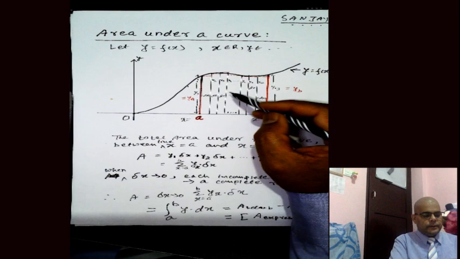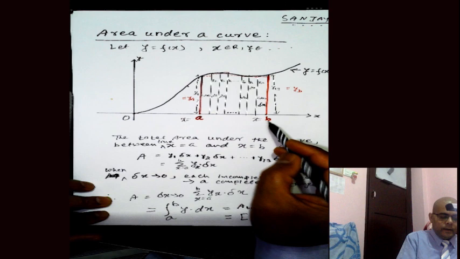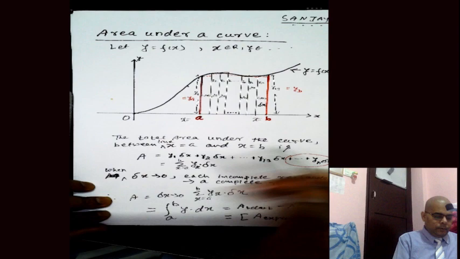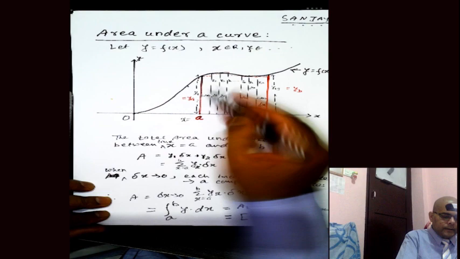Okay, so the general theory is that when you add the area of all these rectangles, that gives you the area under the curve between x equals a and x equals b, where a is the lower limit and b is the upper limit in this case. For example, if you consider this to be a rectangle, then the area of this rectangle is height, you can see this is y1, and its width is delta x. Delta x means a very small width.